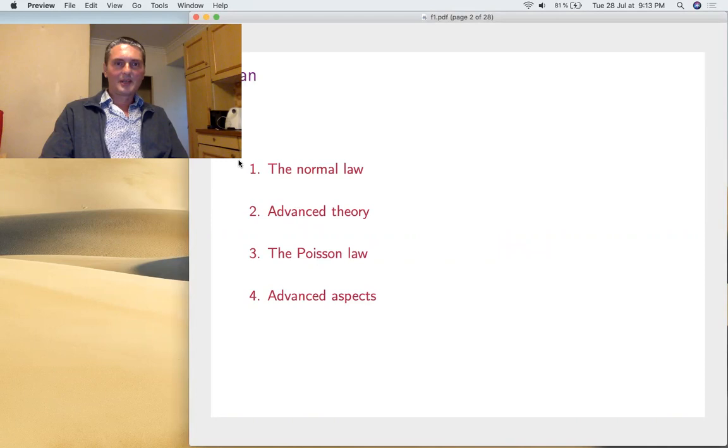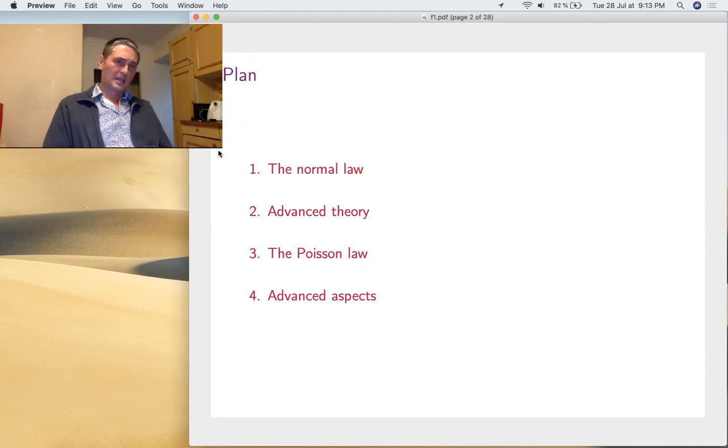So what's the plan first? So first to look at the normal law, that's of course the most important one. And then we'll look first at basic things, the central limit theorem, then a bit of more advanced theory like moments, things like that, a bit of relation with groups and spheres, and then the Poisson law, the same thing. So basic things, and then more advanced aspects, moments, partitions, things like that.